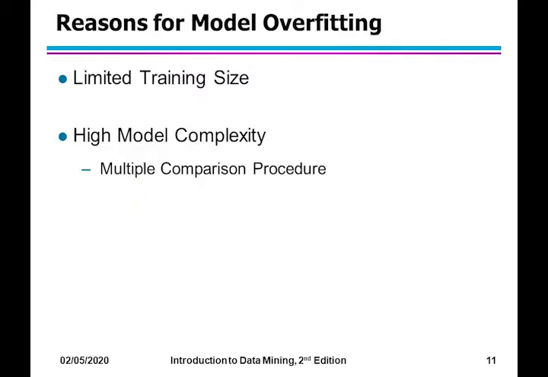요약하면 모델의 오버피팅의 원인은 첫째로 limited training size, 트레이닝 데이터 크기가 너무 작은 것입니다. 두 번째로 high model complexity, 모델의 복잡도가 불필요하게 너무 높은 것입니다. 세 번째는 multiple comparison procedure, 여러 번 비교 절차를 거치게 됩니다.